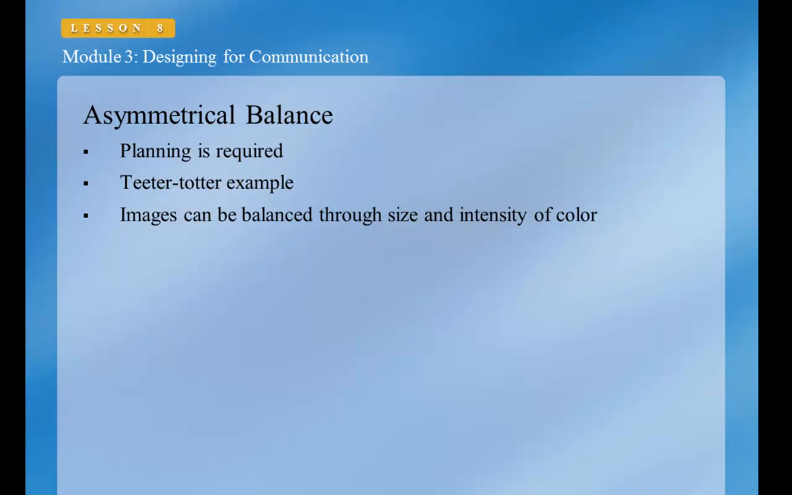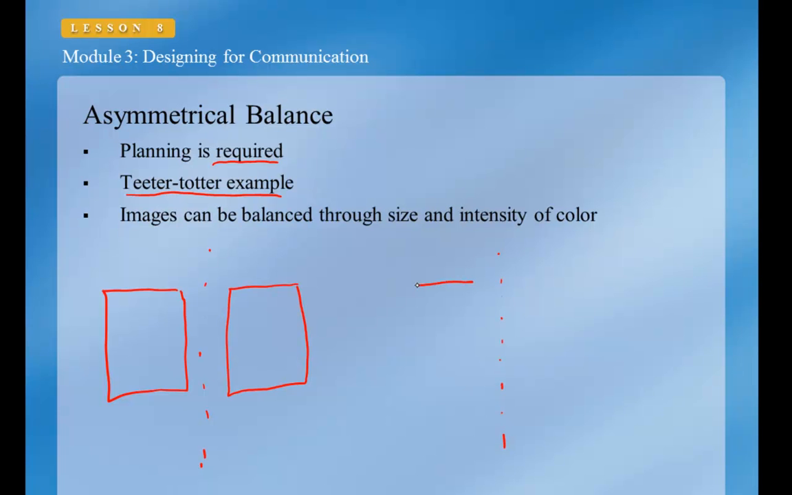Asymmetrical. It does take some planning, okay, and it's the teeter-totter example. Okay, so symmetrical is you have the exact same things. So here's our line on both sides. Okay, pretend those are the exact same. Asymmetrical is we have our line, we have the large item over here, and then you have smaller items that equal out the large item.